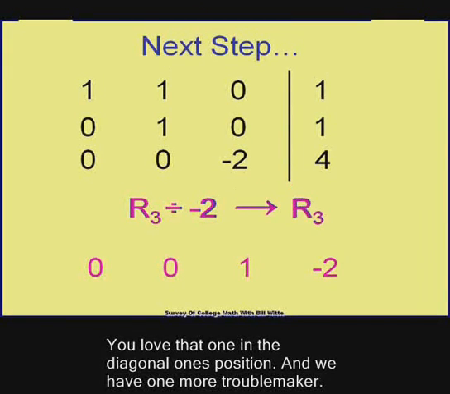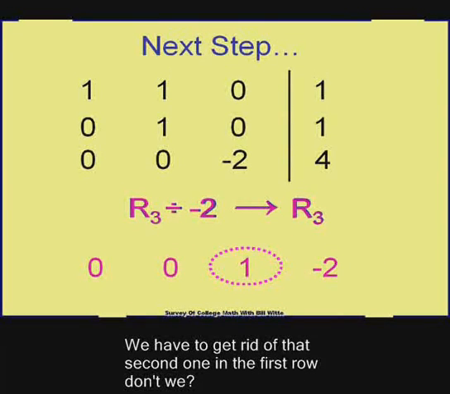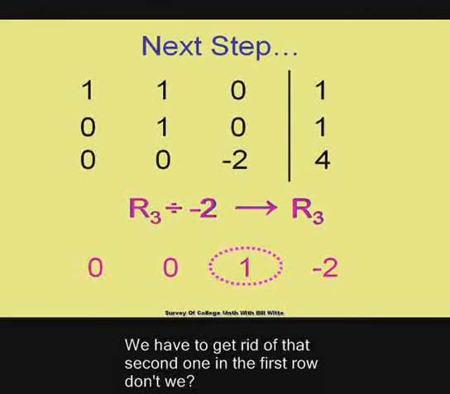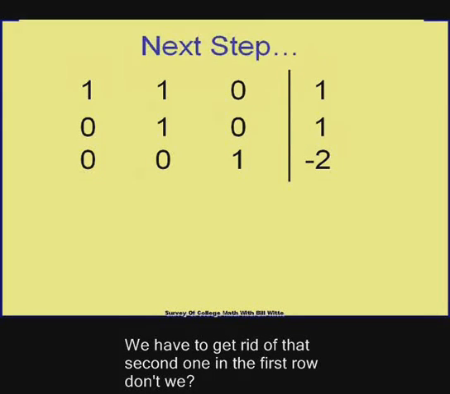And what are we going to do? Replace row 3 with that. And look at that 1. You love that 1 in the diagonal 1's position. Okay, we have one more troublemaker. We've got to get rid of that second 1 in the first row, don't we?